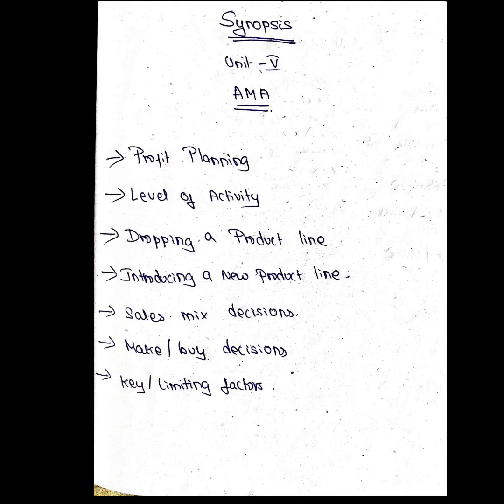So we discussed profit planning, level of activity, dropping and introducing a new product line, sales mix decision, make or buy decision, and key or limiting factors. I will send you separate assignment questions. Try to work those out. In that way you can understand this unit 5 easily, girls.